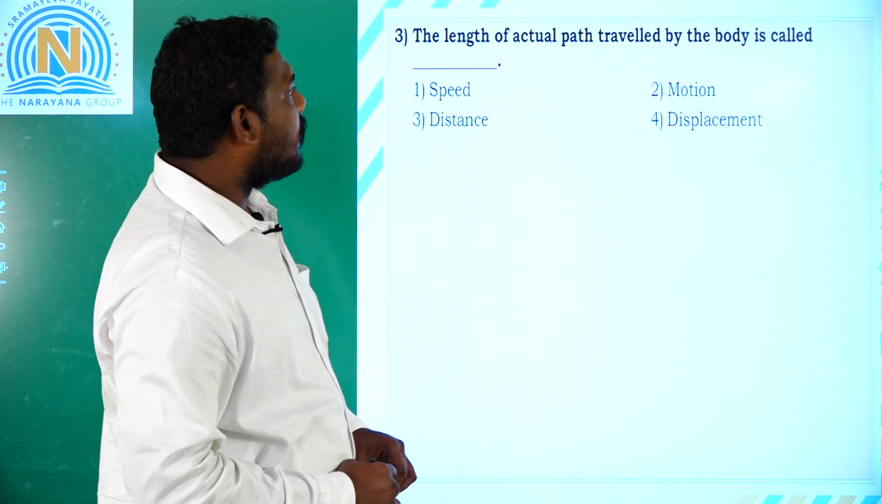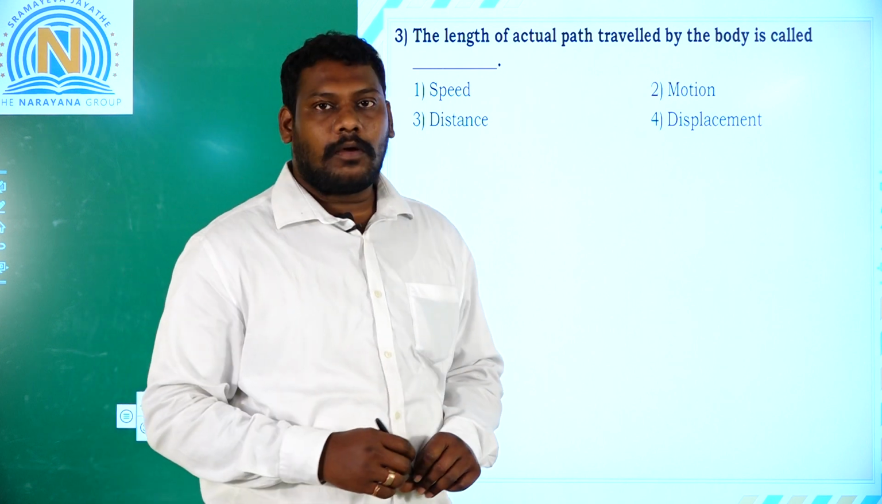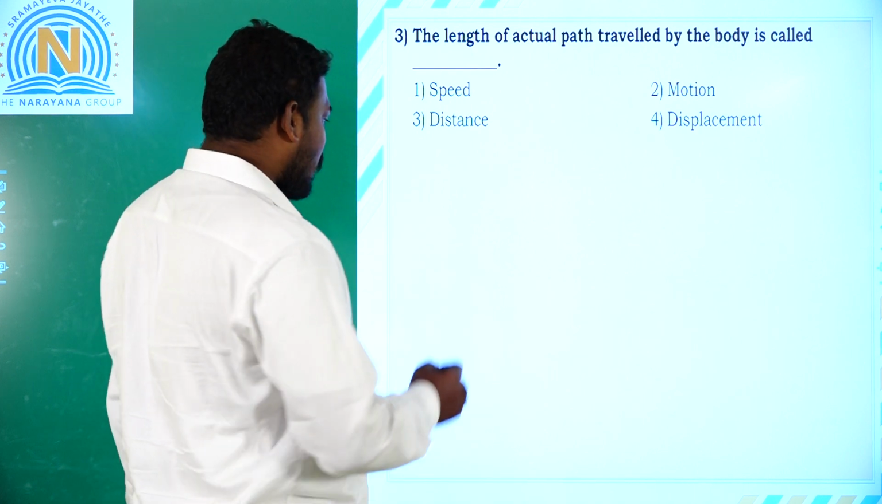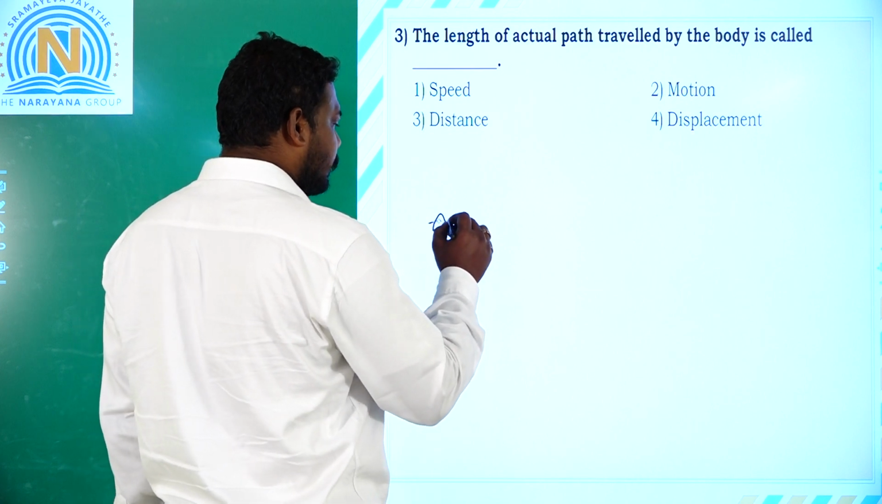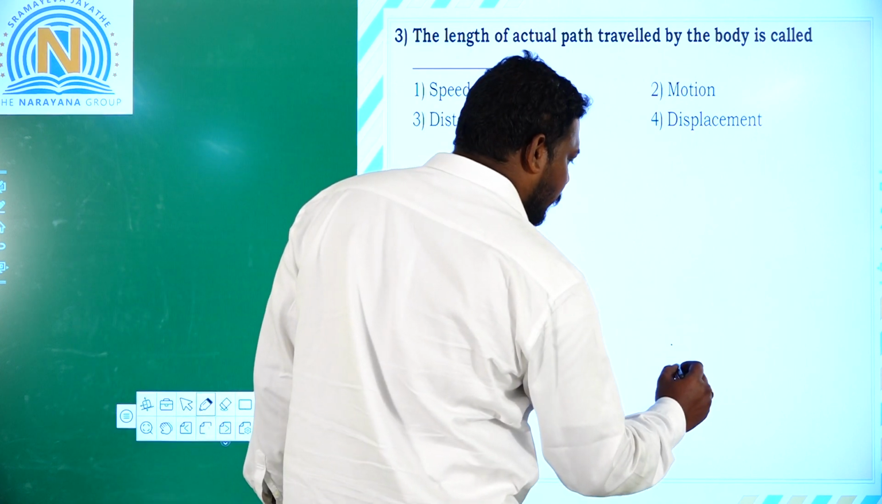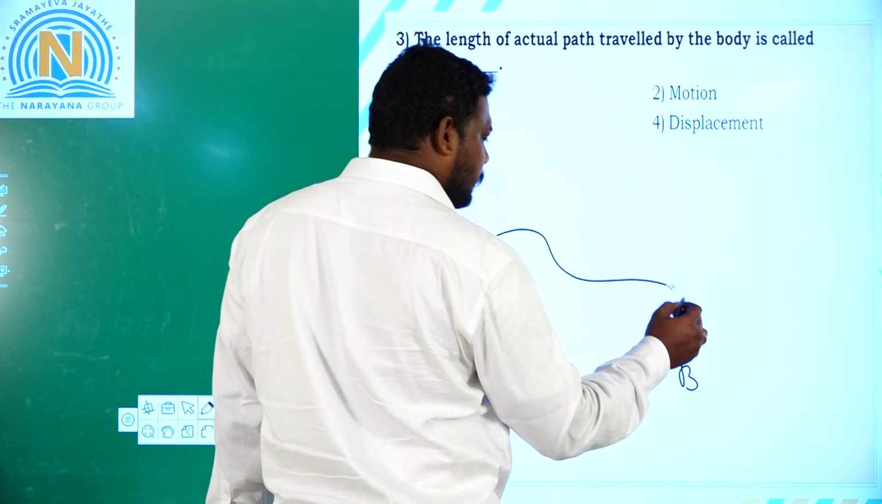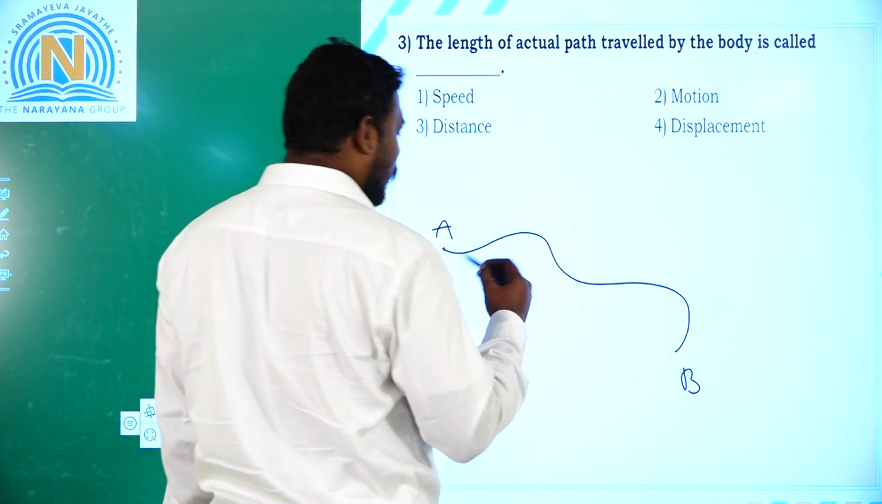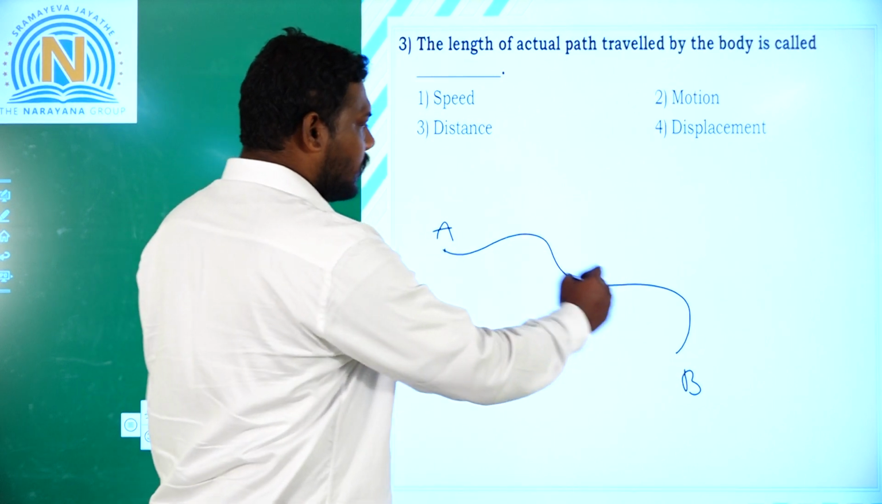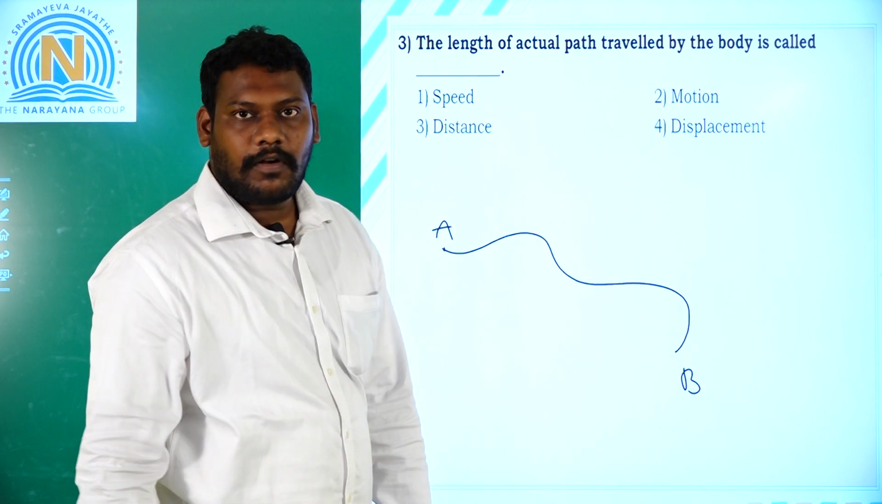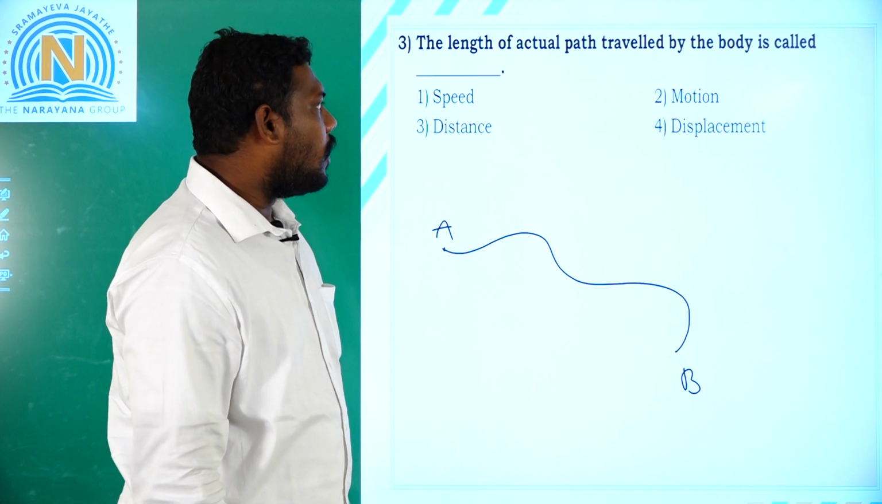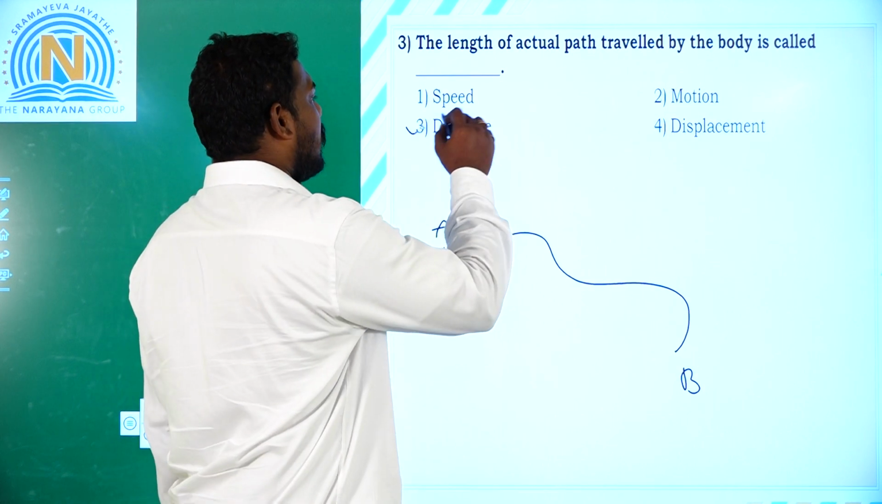The length of actual path traveled by a body is called, okay? Now, let us say I want to travel from point A to point B, right? So, if I choose this path to travel from point A to point B, the length of this path, whatever I choose to travel from point A to point B, is called as distance. It's called as distance.